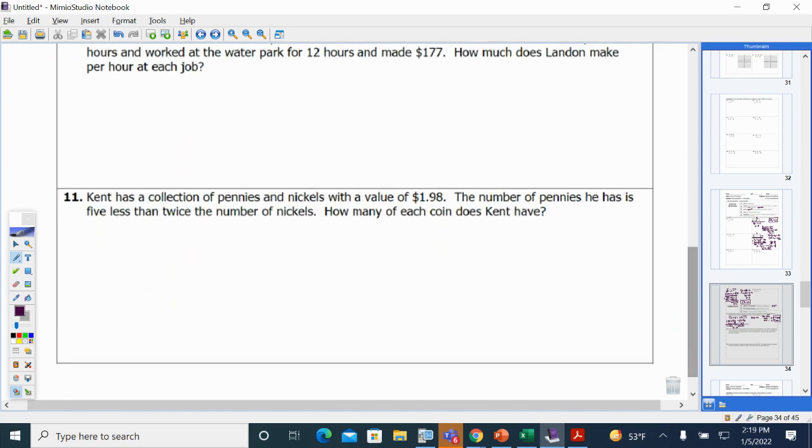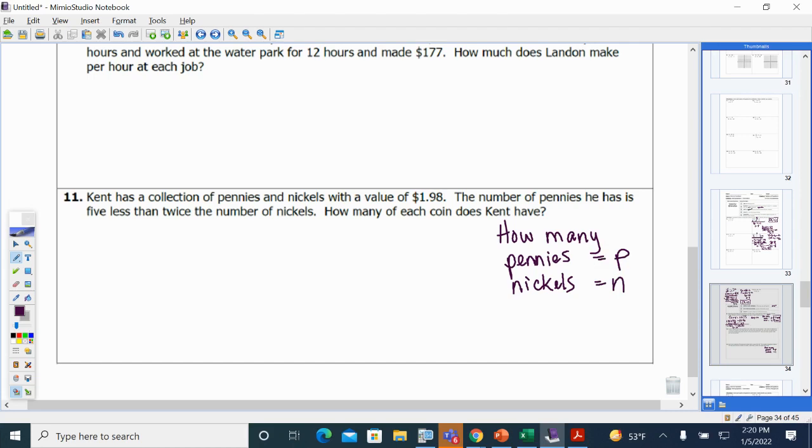I do want to set up number 11 for you. Kent has a collection of pennies and nickels with a value of $1.98. The number of pennies he has is 5 less than twice the number of nickels. How many of each coin does Kent have? So again, what are we looking for and how do we want to set it up? How many of each coin? How many pennies and how many nickels. And you don't have to use X and Y. We can use a P for pennies and an N for nickels.